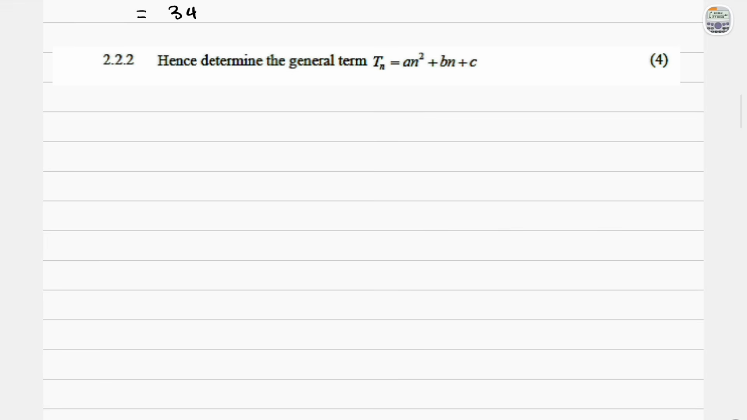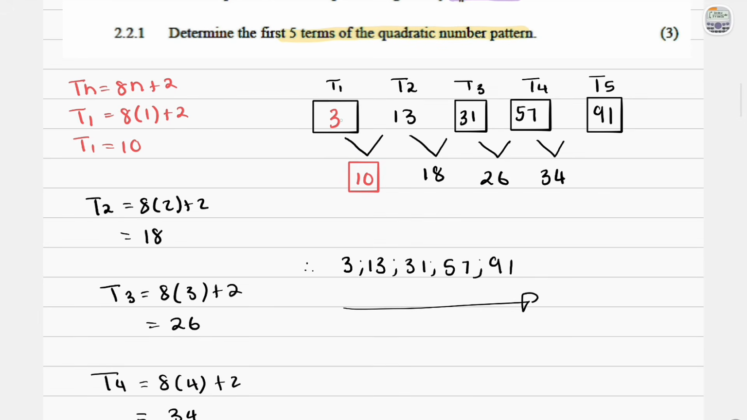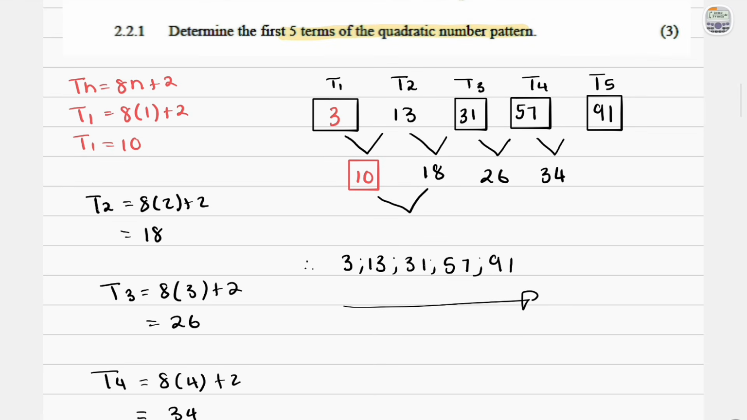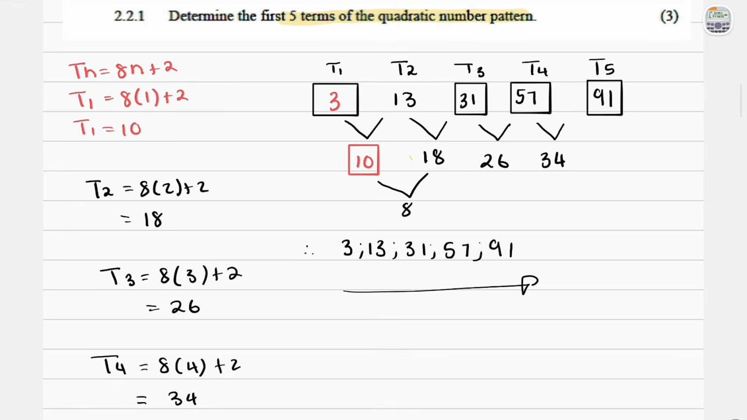Question 2.2.2 says, hence determine the general term. And it's the general term of that quadratic pattern. Okay, so we have the first term in the quadratic pattern, the first term in the second difference, and we can see that the second constant difference, we can see it from here, it's 8, okay? But 18 minus 10 is still 8 as well. So we're going to take the first three terms here and we'll equate it to the following.